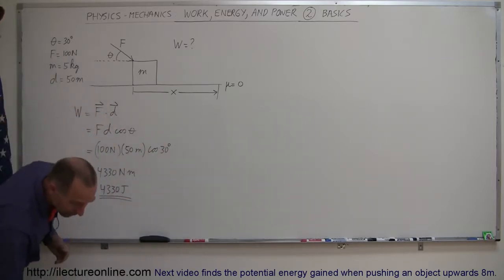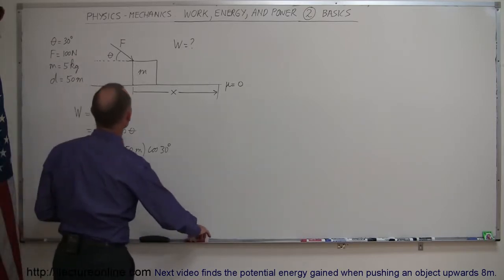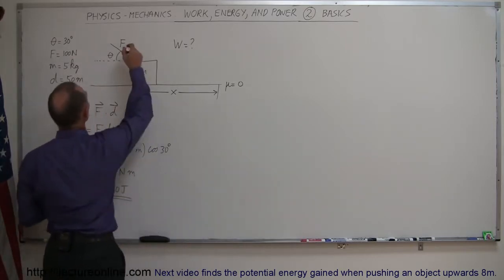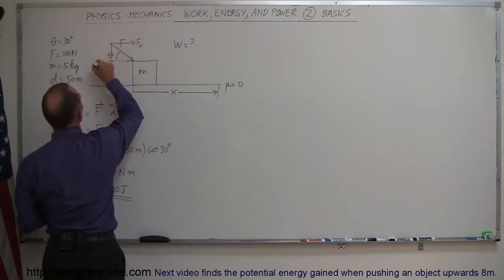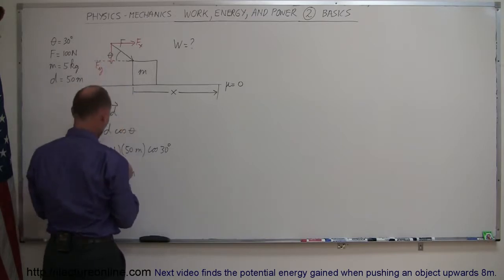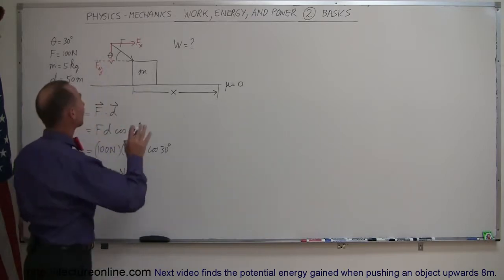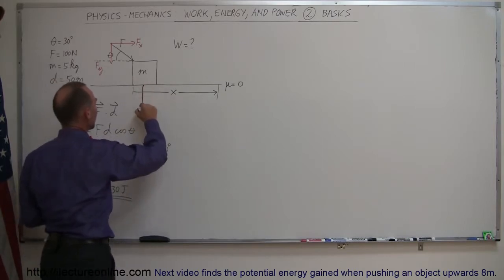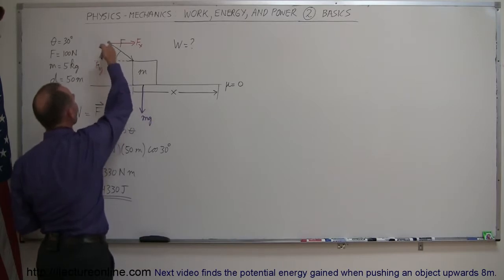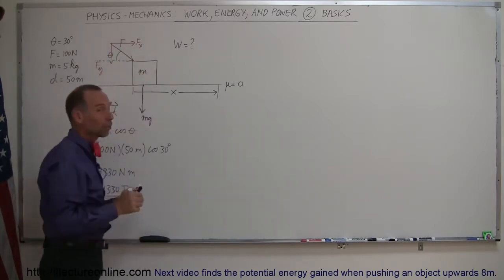Another way of looking at it is as follows. You can say, well, this force can be divided into two components. We can divide it into a horizontal component and into a vertical component, F sub y. And then you realize that if we look at all the forces acting on the mass here, we have the force of gravity, which is pushing down, mg, and then we have this vertical component, F sub y, pushing down on the block downward as well.